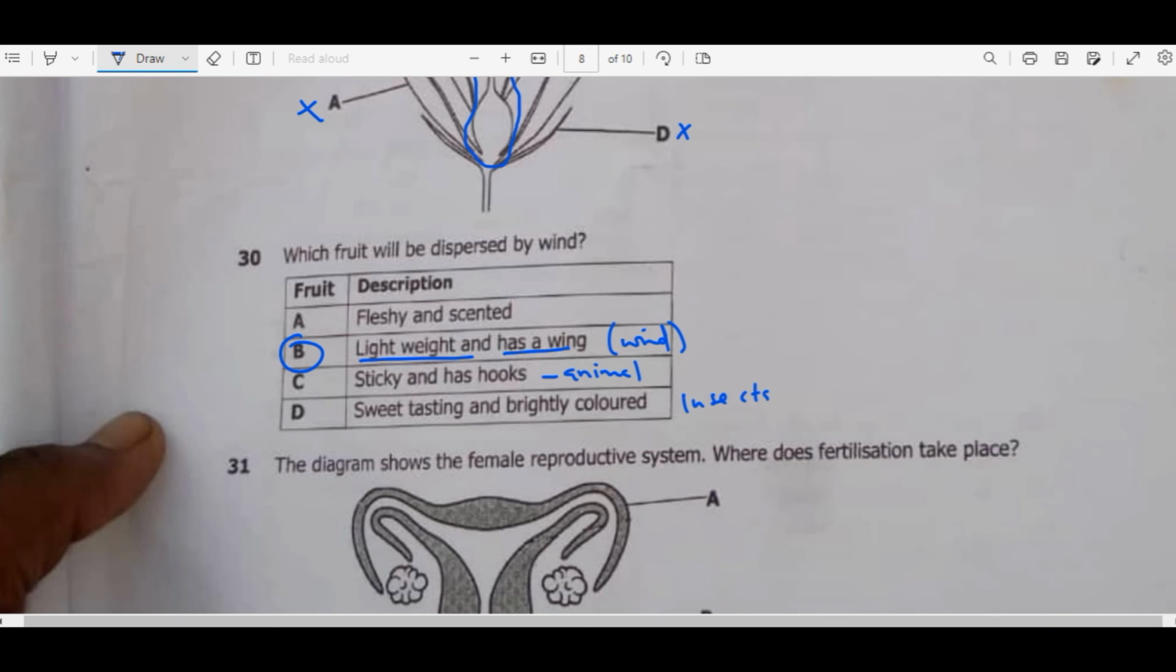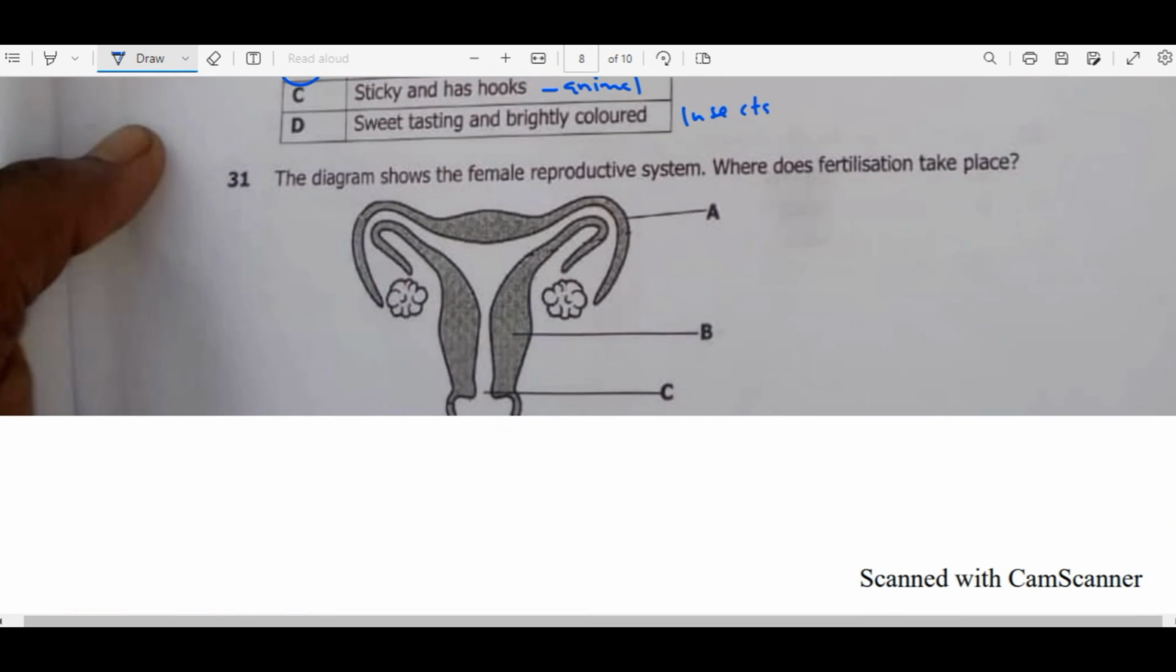So the diagram shows the female reproductive system. Where does fertilization take place? We want to look at where fertilization takes place in question 31. Sorry for the cutting of the question. D is below, that is the vagina, and then from there C, and then we have B.